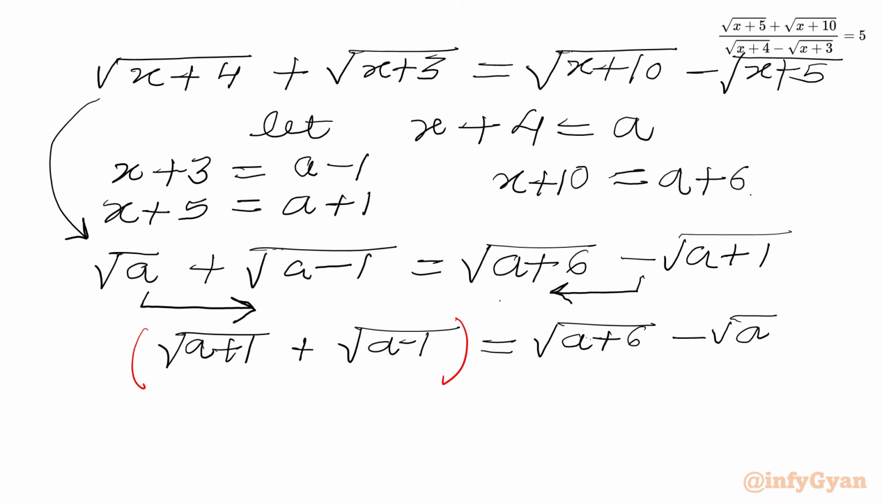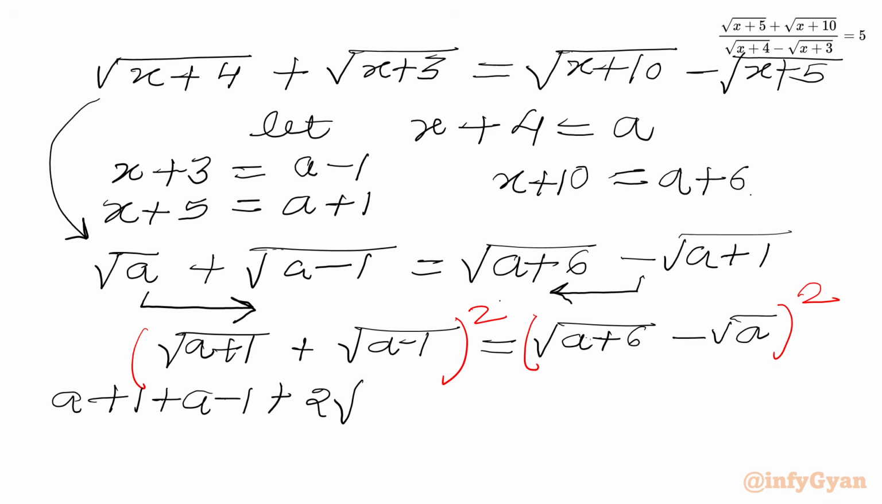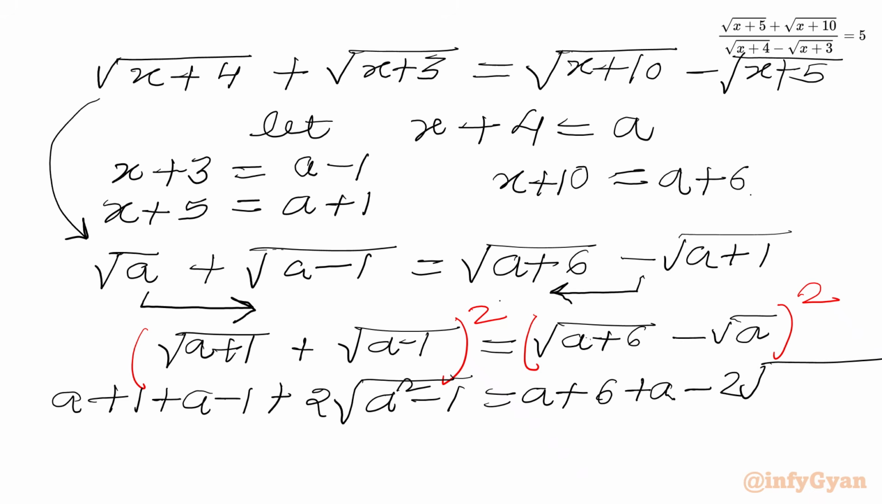Now we will be squaring both sides. So I need to put power 2 over here, and we need to put power 2 in the RHS also. Now we will use the a plus b whole square and a minus b whole square identity. So we will get a plus 1 plus a minus 1 plus 2 times square root of a plus 1 times a minus 1, which is a square minus 1, equal to a plus 6 plus a minus 2 times square root of a times a plus 6. I can write a square plus 6a.